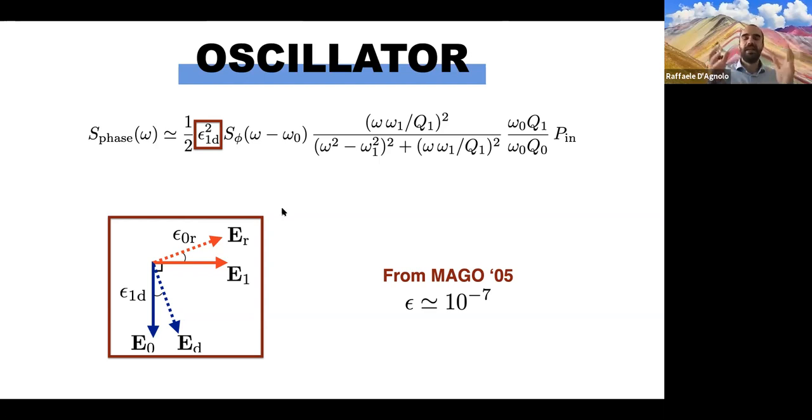But the important take-home message is that the Mago collaboration had already proposed a readout design that can reduce this overlap, this geometric overlap between the modes, to a level of 10 to the -7. And this is what we're going to use as a benchmark in our noise estimates.